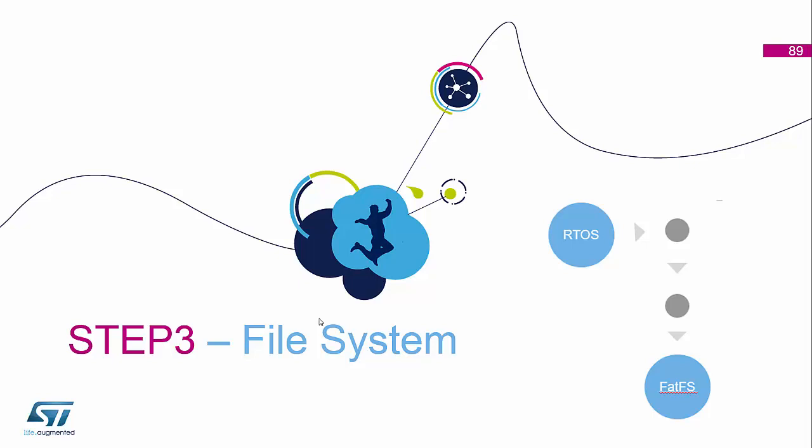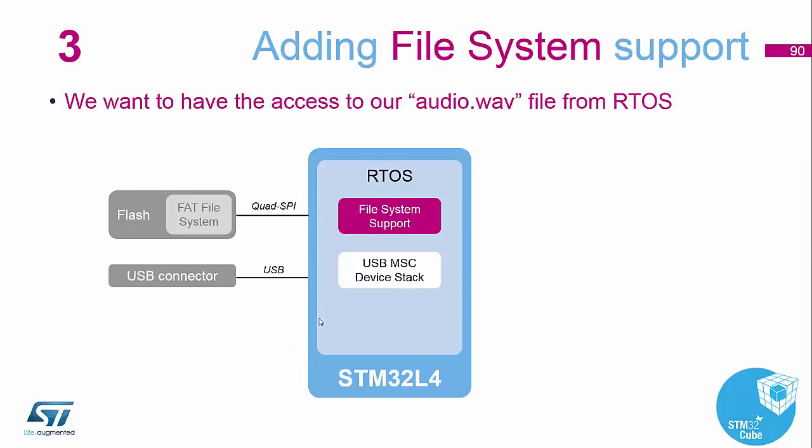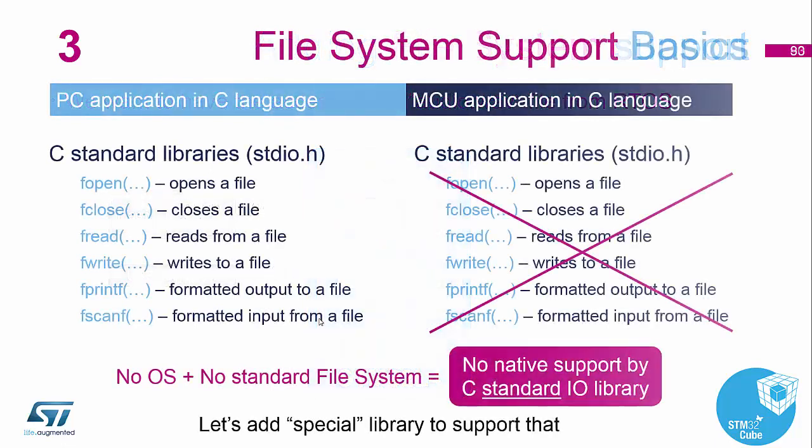Step 3 is now to add the file system. So we need the application to be able to open and close the audio.wav file from within the RTOS. So the FAT file system has to run locally on board the microcontroller. So standard C libraries don't cover this inside an MCU. On the PC, it does, so that's how we've been accessing the file up to now.